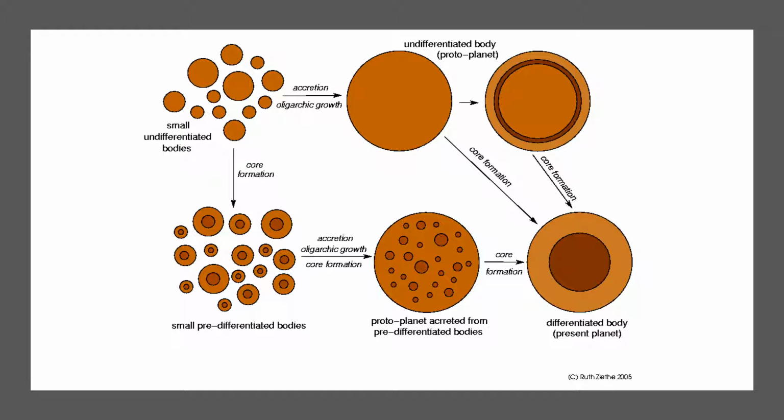The model used by the authors will follow the bottom half of this diagram. We'll begin with a bunch of small, undifferentiated bodies that will then grow their own cores and accrete onto the more massive objects. The cores will then differentiate and form a single core that is shown at the end of this diagram.